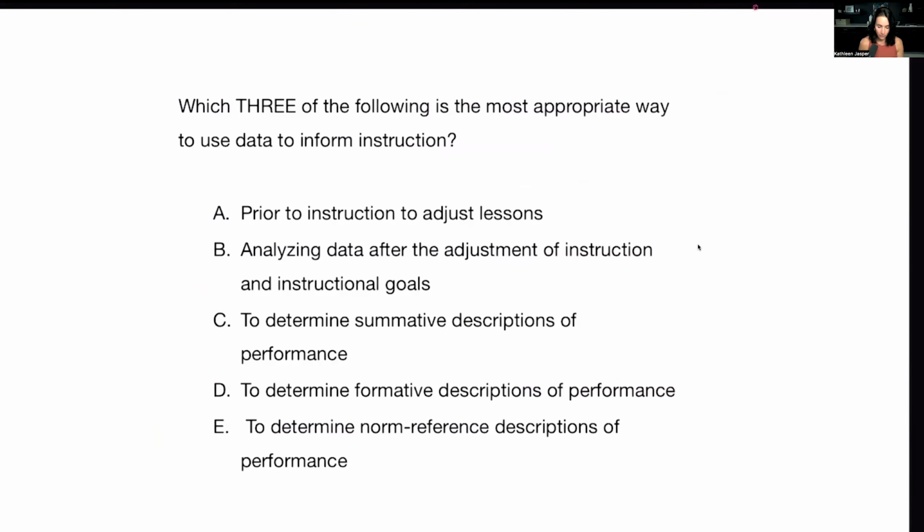All right, let's try another one. Now, this one is asking us to choose 3. And when you have those questions, I don't recommend working backwards because it's hard to work backwards to identify 3. It's easy to work backwards to identify 1, but 3 is a little bit harder. So I'm going to read this question first. Which 3 of the following is the most appropriate way to use data to inform instruction?